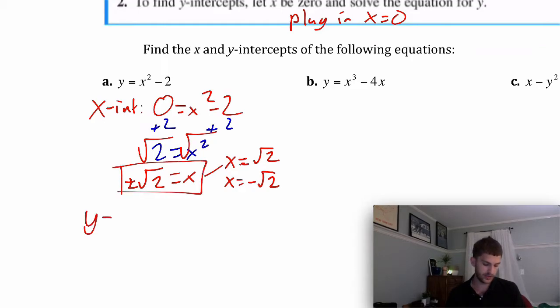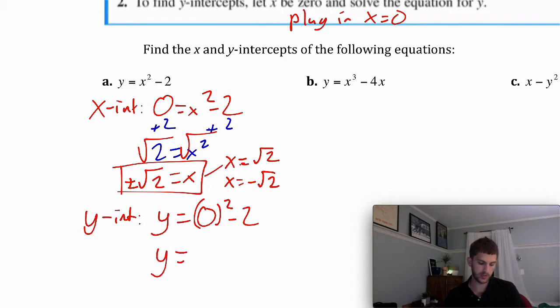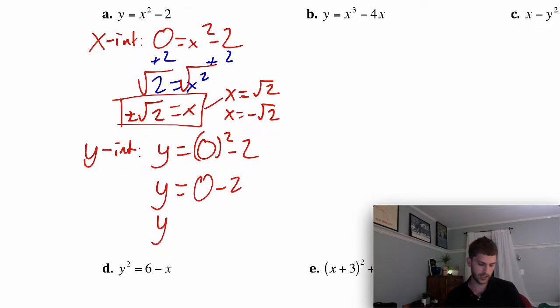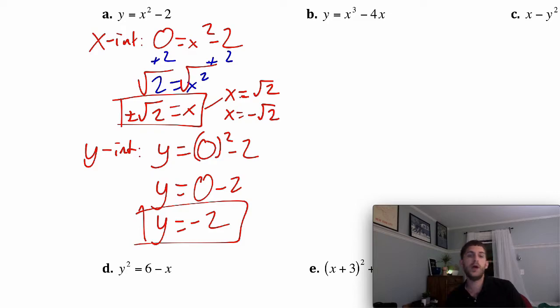The y-intercept, we're going to plug in x equals 0. So we'll have y equals 0 squared minus 2. 0 squared is 0, minus 2, which gives us y equals negative 2. So we have 2 x-intercepts and 1 y-intercept.